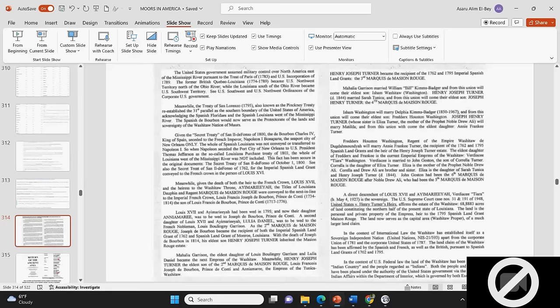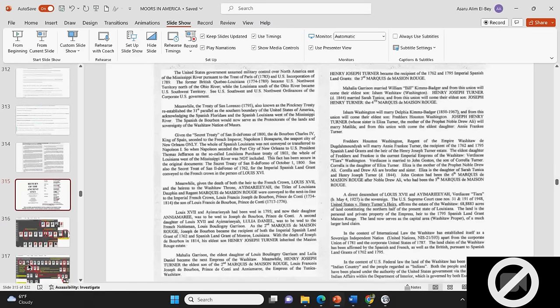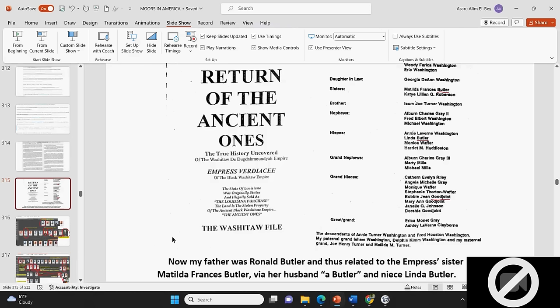Both the people and their land have been placed under the authority of the United States government via the Bureau of Indian Affairs within the Department of Interior, which was governed by both the executive office and legislative office of the United States. Now, this is also from Return of the Ancient Ones. This is the true history uncovered of the Washoe Dedeck Damanya Empire. Empress Verdiasi of the Black Washoe Empire. The state of Louisiana was originally stolen and illegally sold as the Louisiana Purchase. The land is the stolen property of the Ancient Ones, Washoe Empire, the Washoe Files.